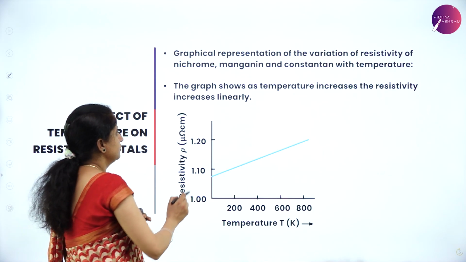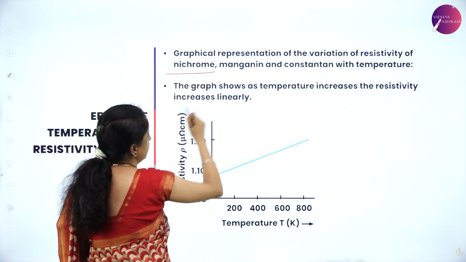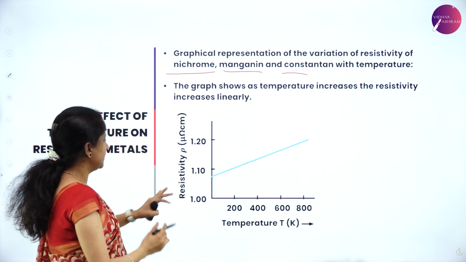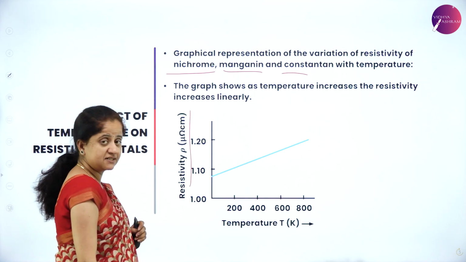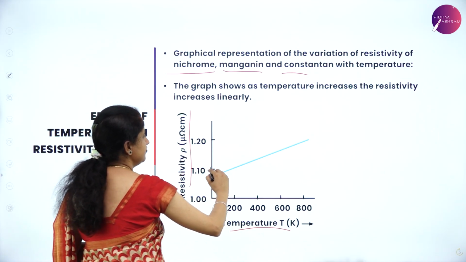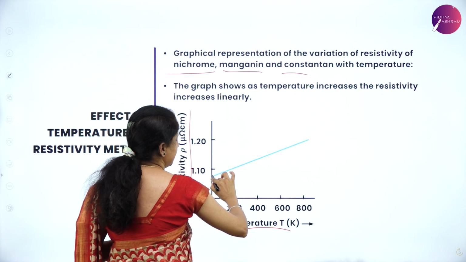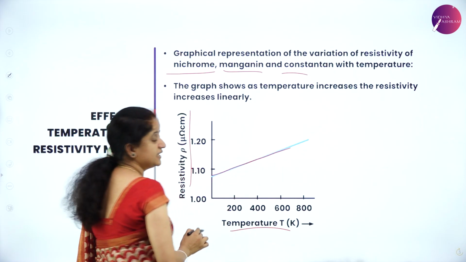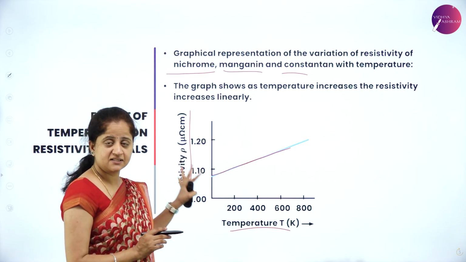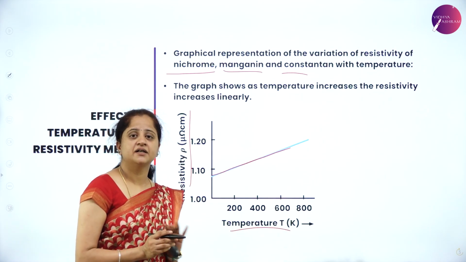Now let us understand the graphical representation of variation of resistivity of materials with respect to temperature. Here we have a graph for the variation of resistivity of nichrome, manganese and constantan materials. You can observe here along the y-axis we are varying resistivity and along the x-axis we are varying temperature. Now you can observe this graph shows the resistivity increases with increase in temperature. It is a linear increase in resistivity with increasing temperature.